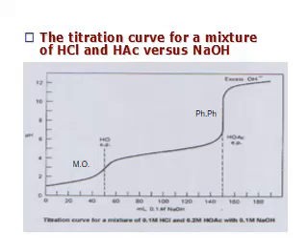So I will obtain two separate breaks, and each break has its own indicator. The first break, methyl orange; the second break, phenolphthalein. The first break will correspond to the HCl content. The second break will correspond to the acetic acid content.